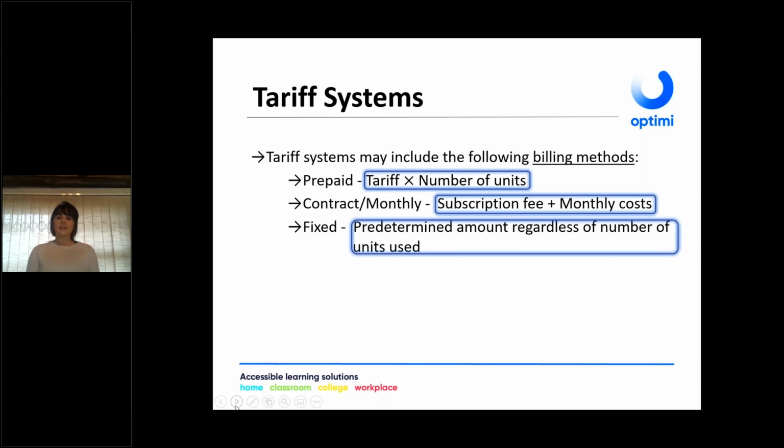That means that regardless of the amount of units that you use, that could be the amount of water, the amount of electricity, the amount of phone calls that you make, regardless of how many or how little you make, the amount that you pay each month is predetermined and it is a fixed amount. Therefore, it is the same every single month.